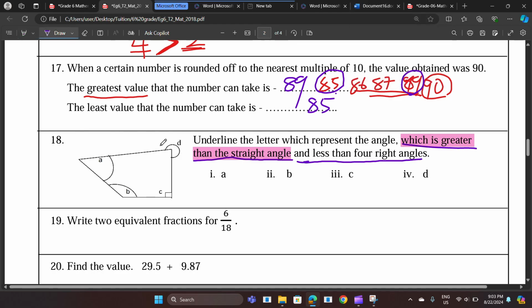So in here, this is the angle that is greater than this straight line. It is greater than the straight angle. There is another part. See, so this is a reflex angle. So the answer is D.